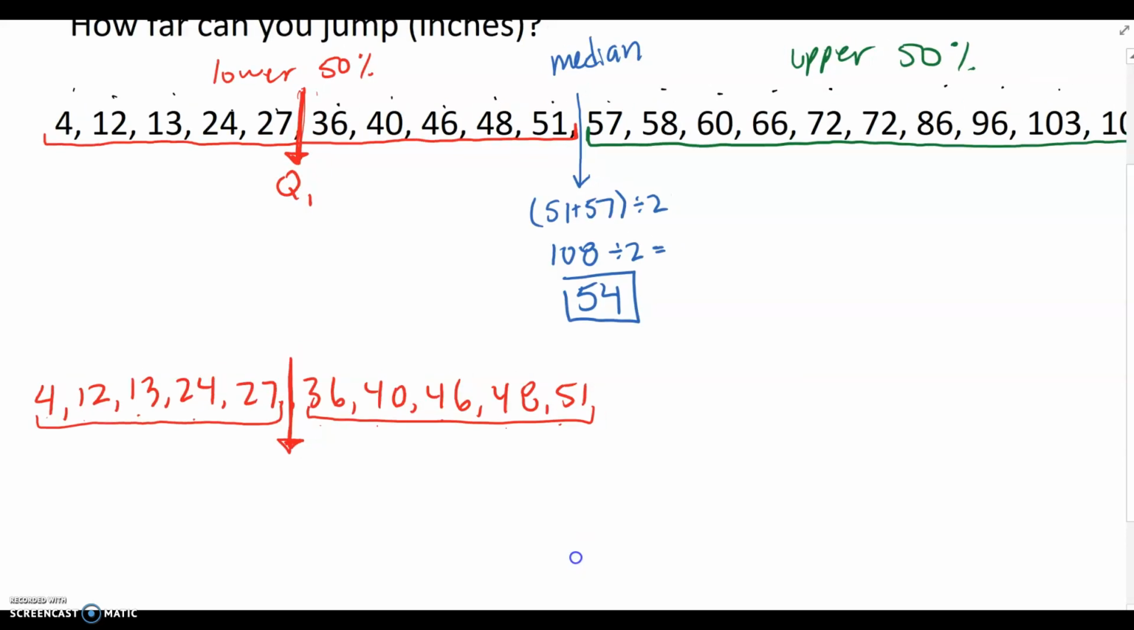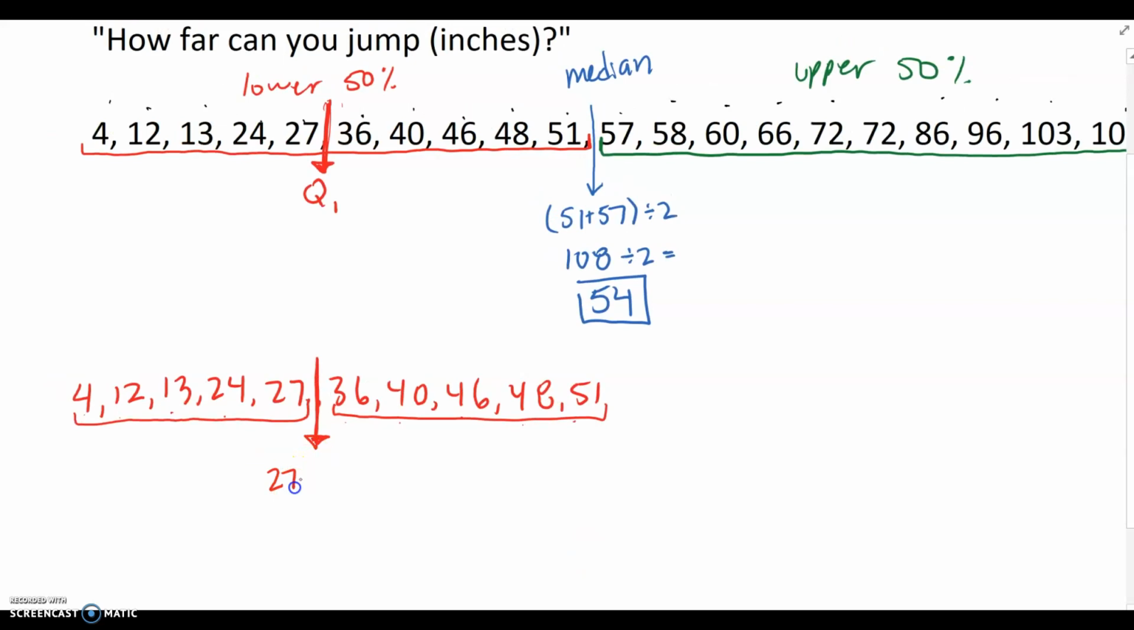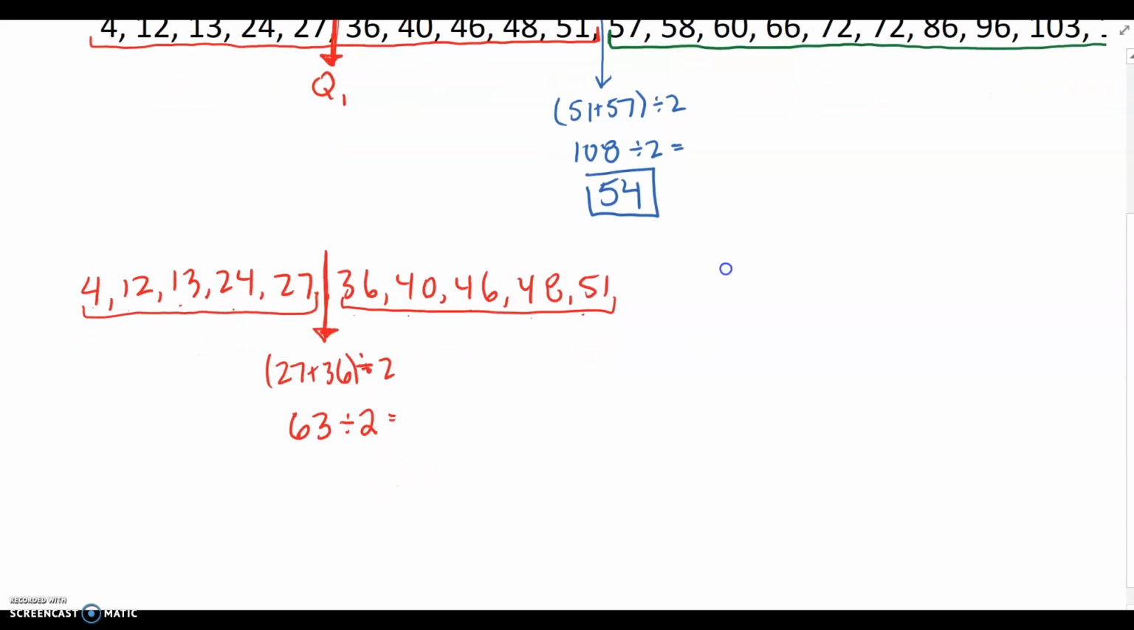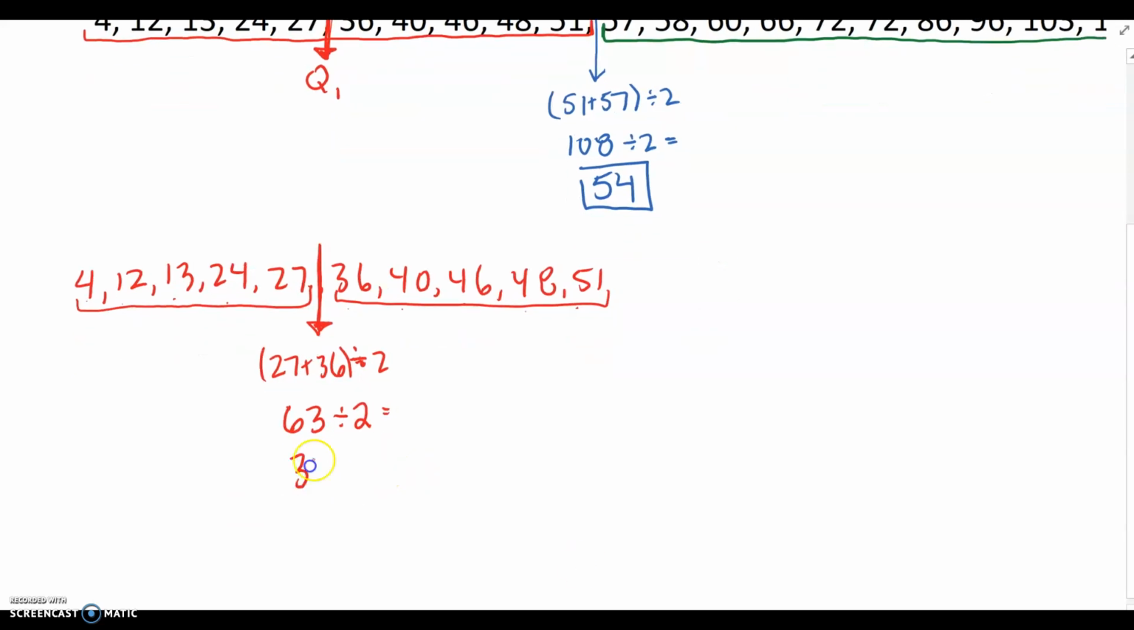To find that, we do 27 plus 36, and then divide by 2. So 27 plus 36 is 63. And 63 divided by 2 is 31 and a half.